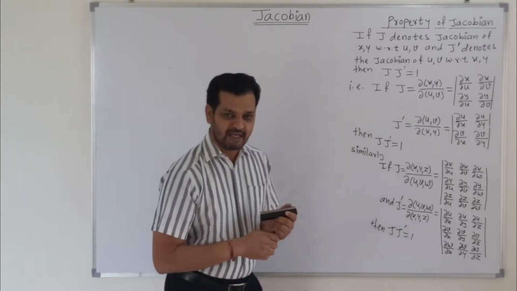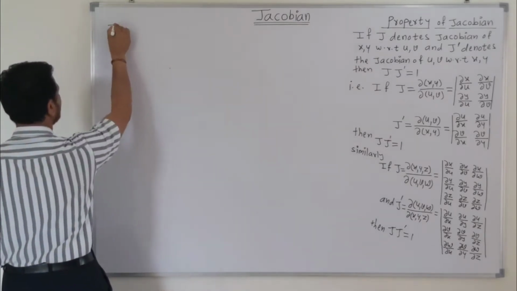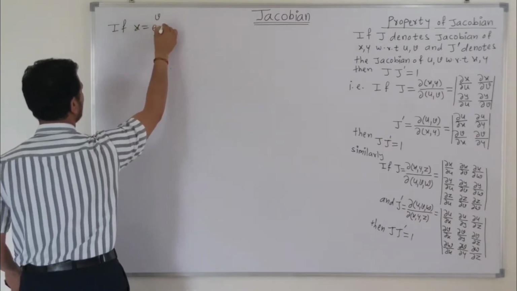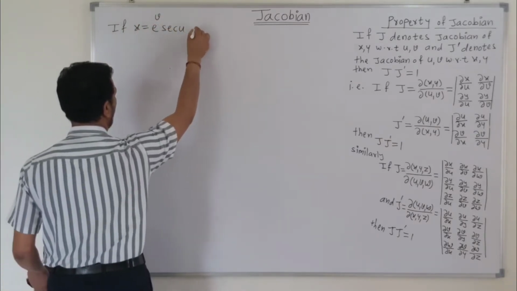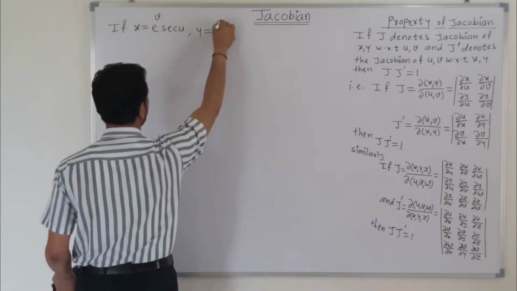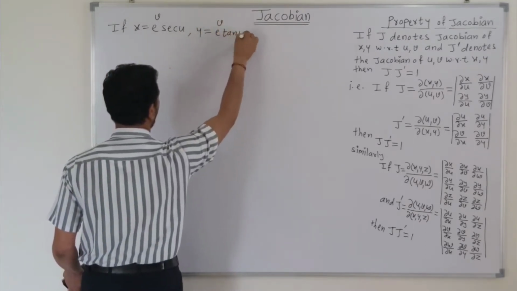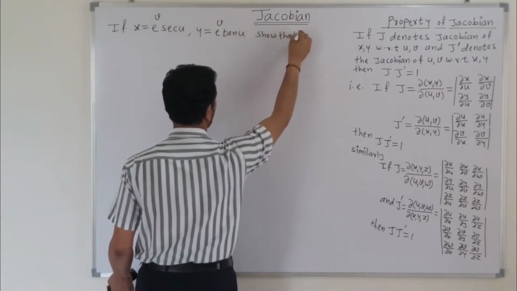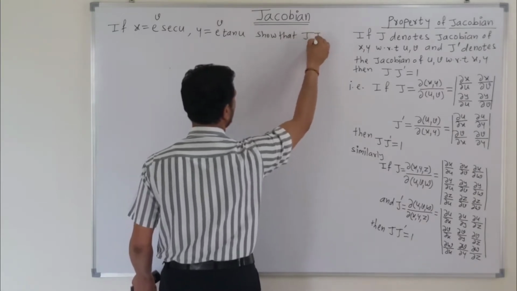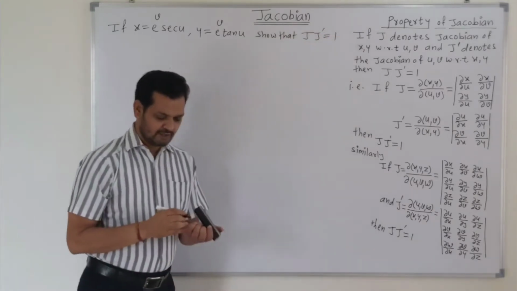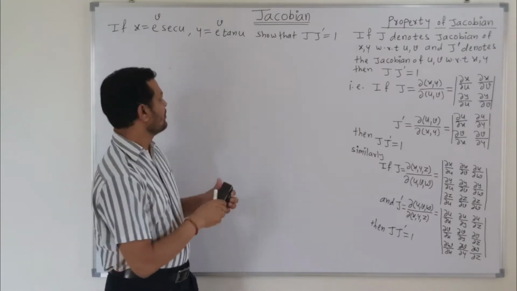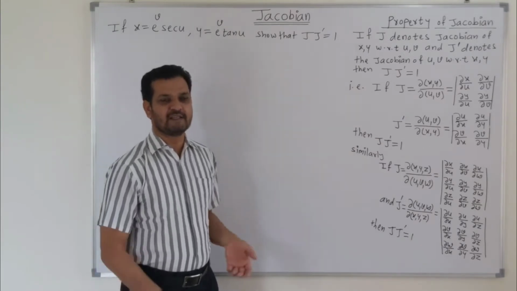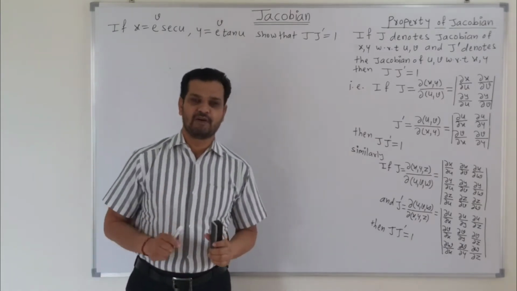This is the property of Jacobian. Now based on this property, let's take the example. If x is equal to e raised to v times sec of u, and y is equal to e raised to v times tan of u, then the question is to show that J into J dash is 1. That means show that the Jacobian of x, y with respect to u, v and the Jacobian of u, v with respect to x, y is 1. This is one of the important properties of Jacobian.